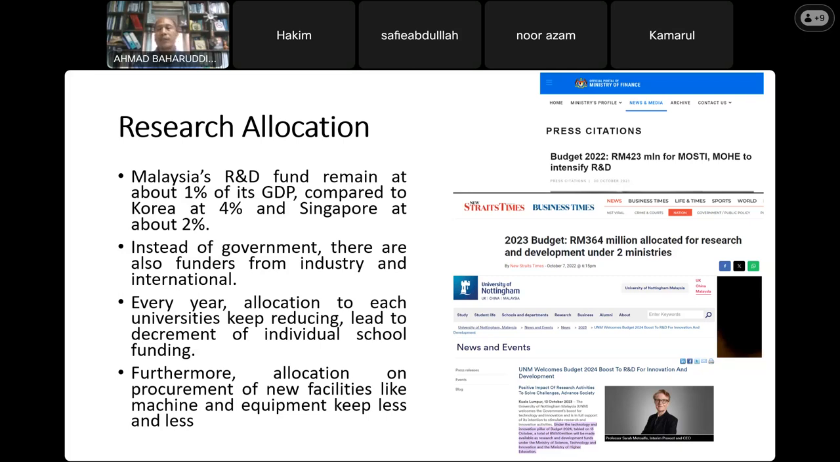So therefore, we need to find a strategy so that with the minimum expenditure, with the minimum grant secured from various sources, we can still sustain, we can still stay alive, we can still move, even though at a very slow pace, but still moving. That's the main thing.